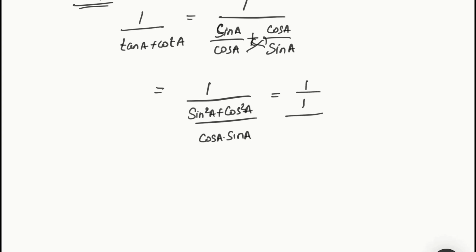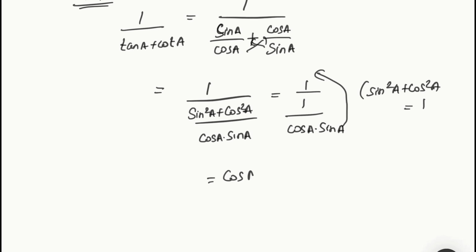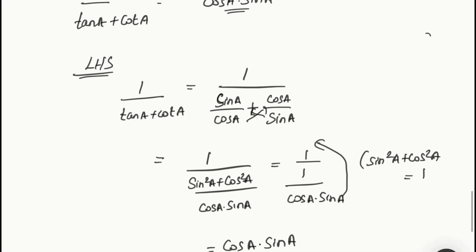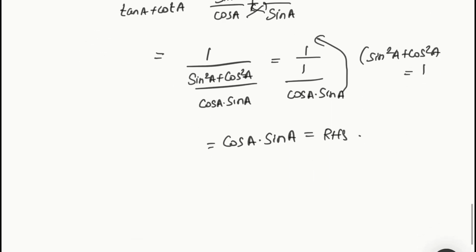So 1 by ((1) by cos A sin A). Why is it 1? We already know that sin square A plus cos square A equal to 1. So this will go up. So finally what I get? Cos A sin A will be the answer. What I need to find out here? That is my RHS. So hence proved. Hope it's clear to you all.